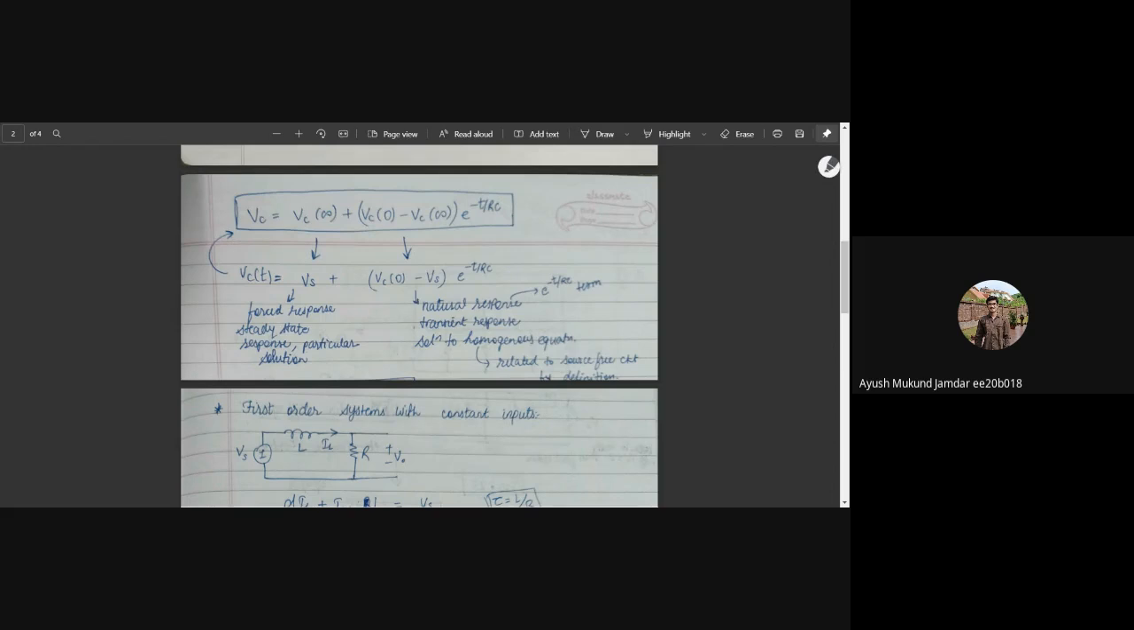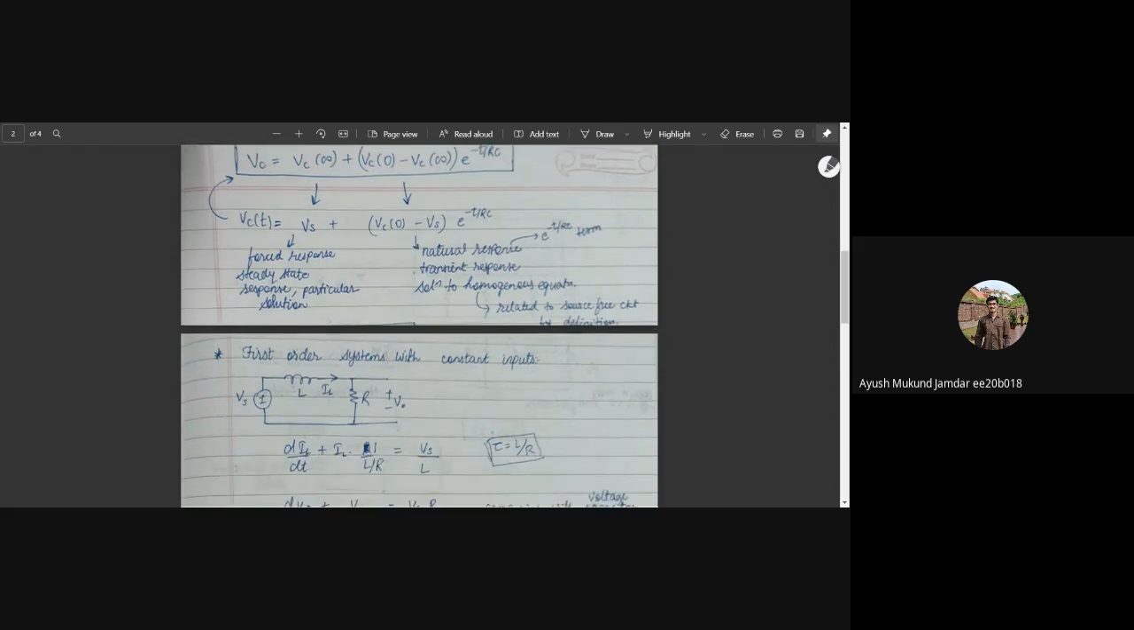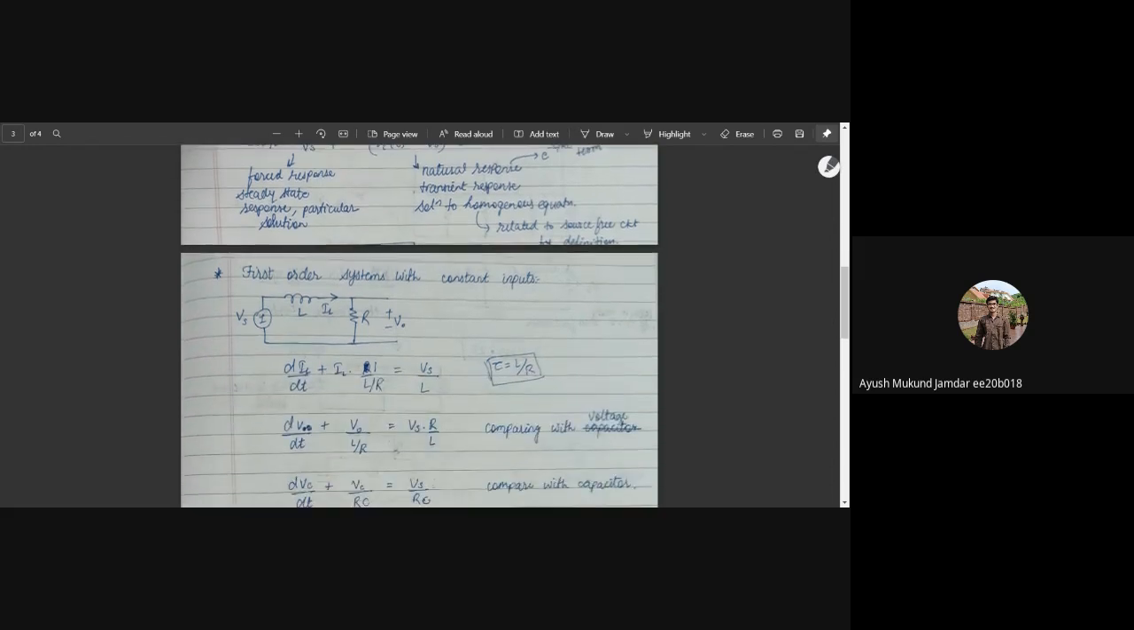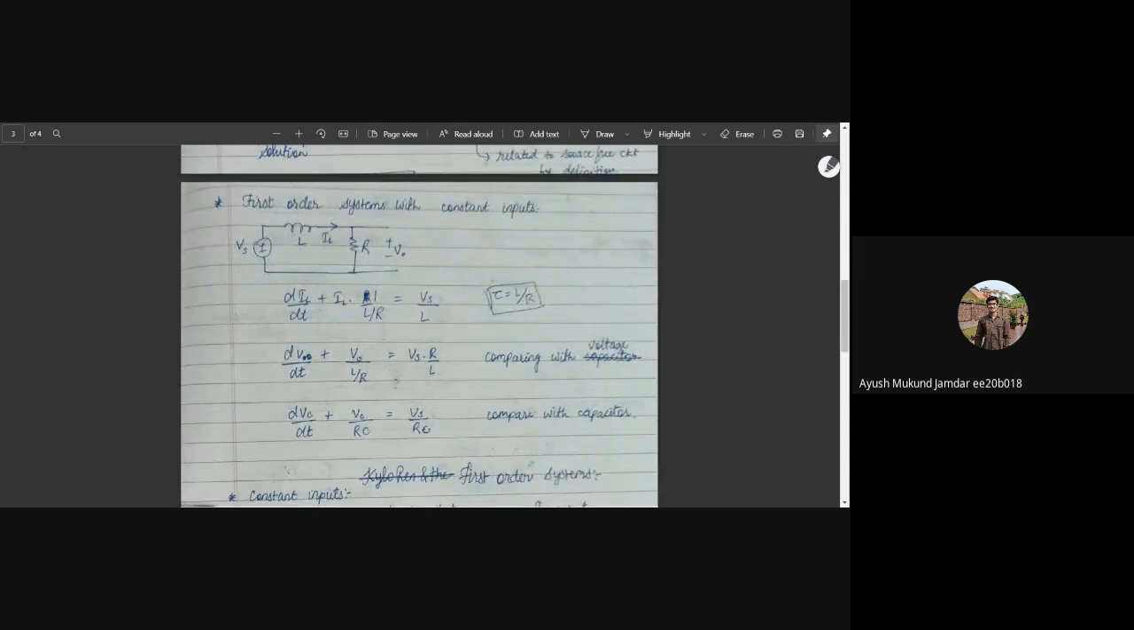R into C, that is the denominator of the exponential. So when we talk of inductors, the equation will change slightly. That is, the potential drop across the inductor is L di by dt. So dIL by dt plus IL times R by L is equal to Vs by L. This gives an equation similar to what we saw in the capacitor equation.